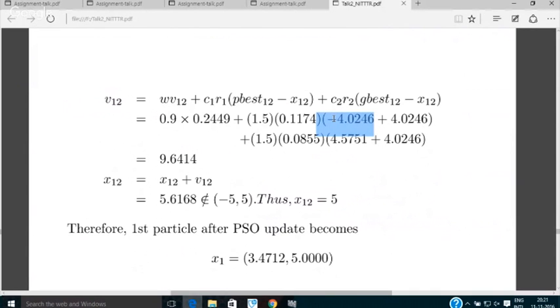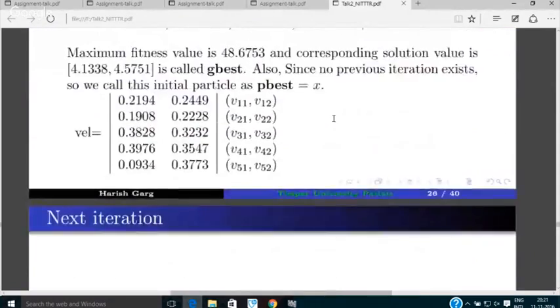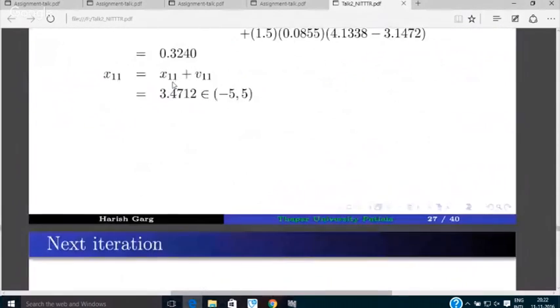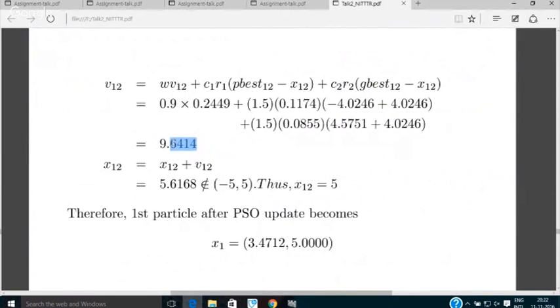Now this personal best is -4.0246, because for the second dimension, see in my original problem, whenever you are working for the second component, all those values are coming from the second dimension. So the new value of the velocity is again the same. This is my R1 and this is my R2, because these are the random numbers. You can choose any one of them. C1 and C2 I have already fixed in the previous one. Omega is fixed at 0.9. V12 and then so on. So you get 9.6414. Then by using 1.6, you get 5.6168, and it is beyond the -5, 5 limit.